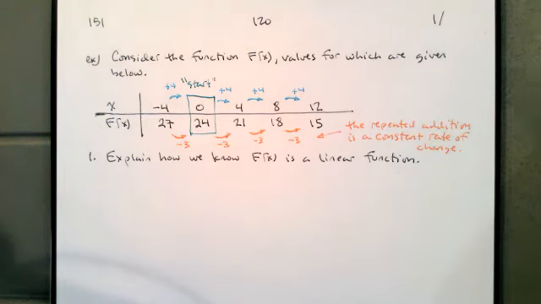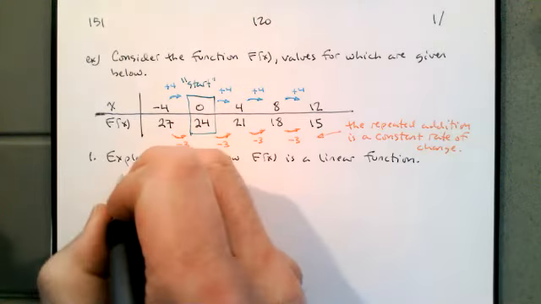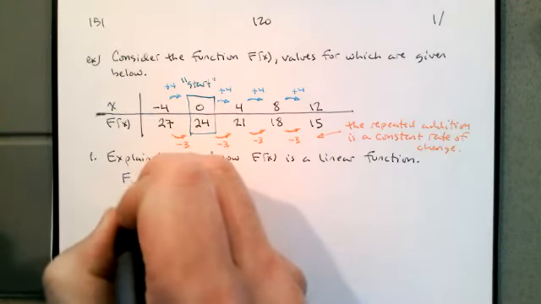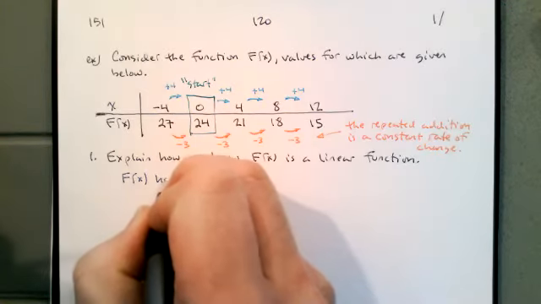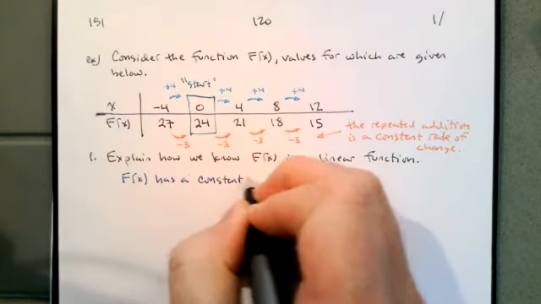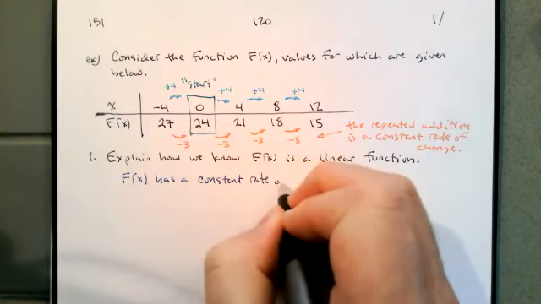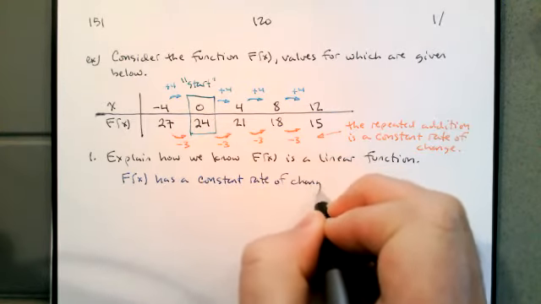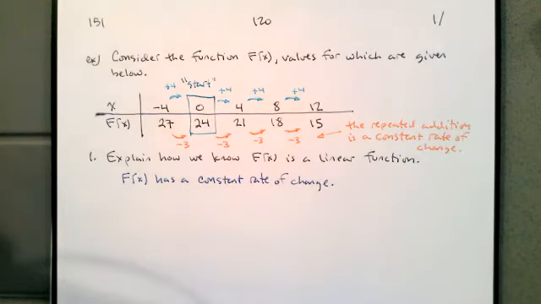The way we can say this in a nice, concise manner is that we can say that capital F of x has a constant rate of change. That's what makes a linear function linear, the constant rate of change, that pattern of repeated addition.